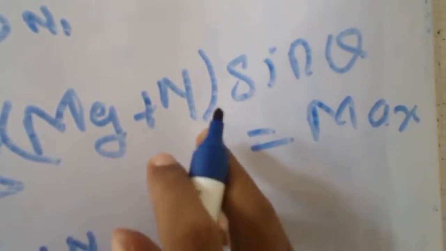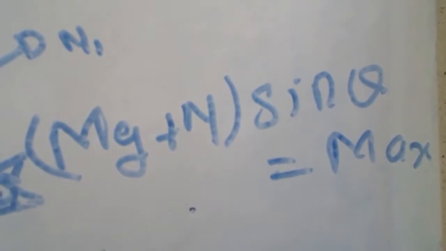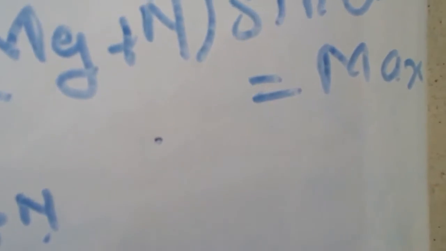So what will be the force along this? The force along this will be capital Mg plus N sin theta. This should be equal to capital M ax. This is simple. There is no motion along the other direction, so it will be balanced. So Mg plus N sin theta is equal to capital M ax.